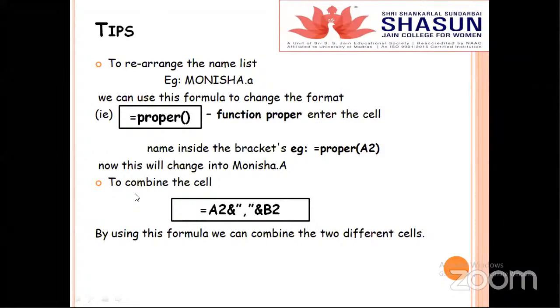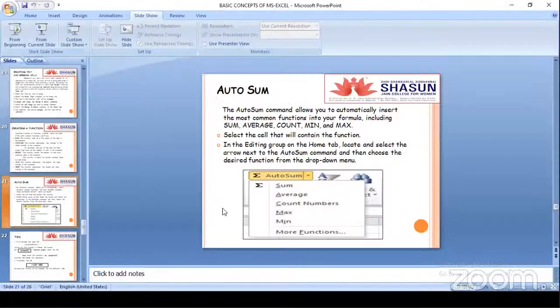Next, how to combine the cells. To combine two different cells, use this function: equal to A2 ampersand, double quotes, comma, double quotes, ampersand B2. This A2 and B2 is an example cell name I have mentioned. The main thing is equal to for every calculation. I will show you how to use these functions.